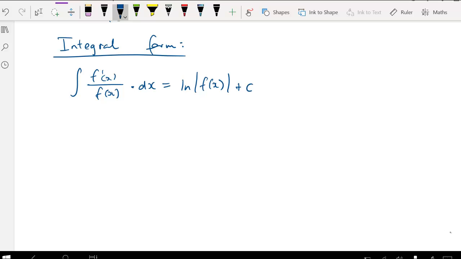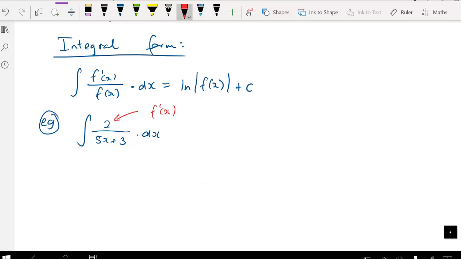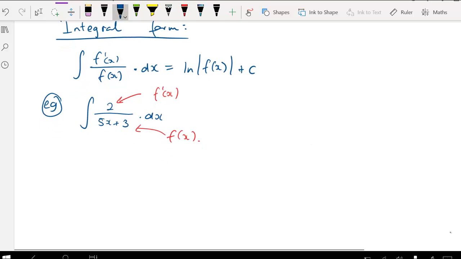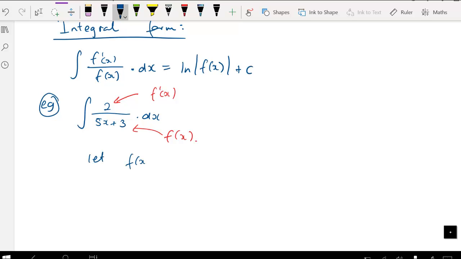So really, if you can see a relationship, and we'll look at a simple example, the integral of 2 over 5x plus 3 dx. The whole process here is to make sure that this can be f dash of x, and this will be f of x. So if we let f of x equal 5x plus 3, then we need f dash of x to be 5. To turn this into 5, we need to multiply by 5 and divide by 2.